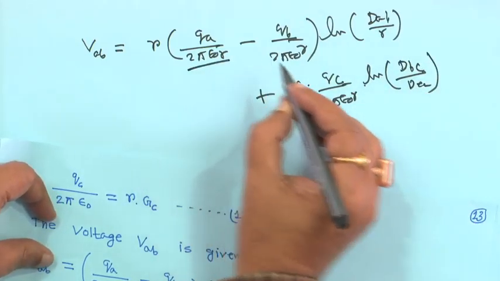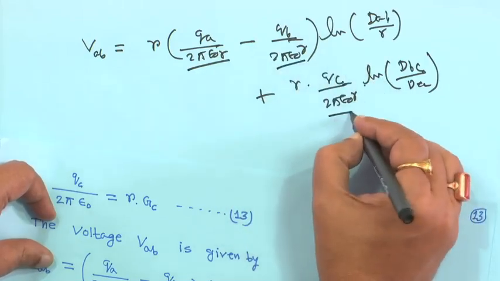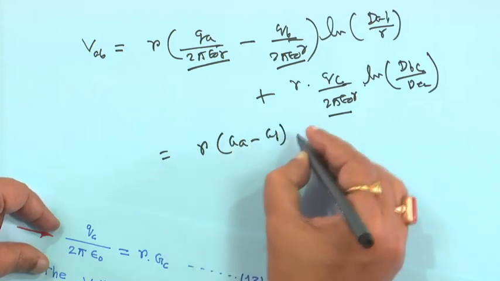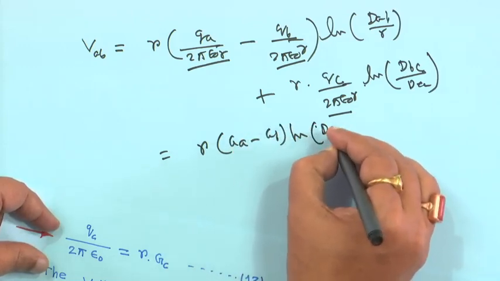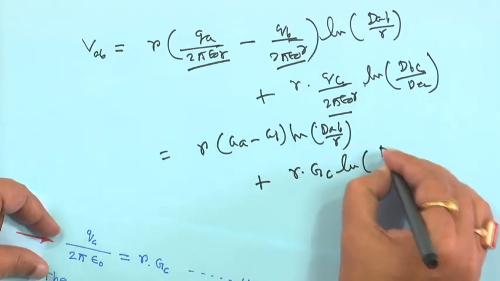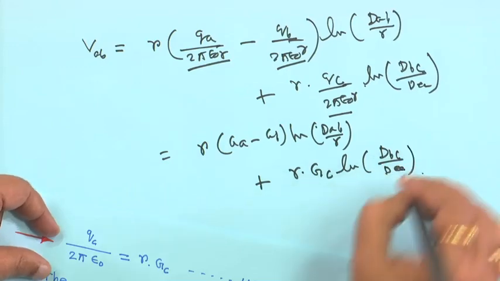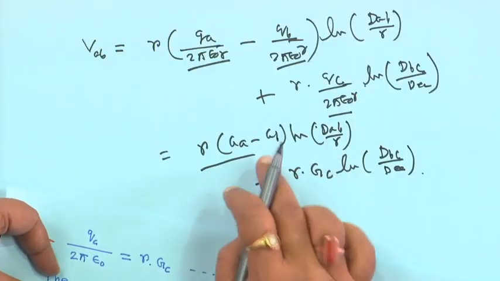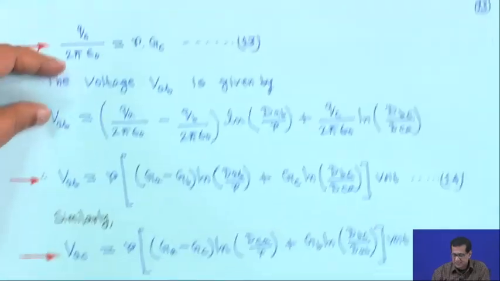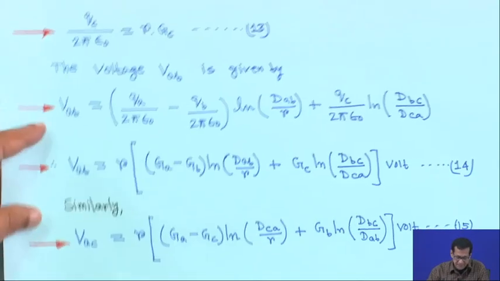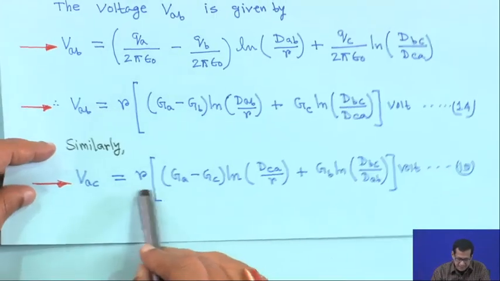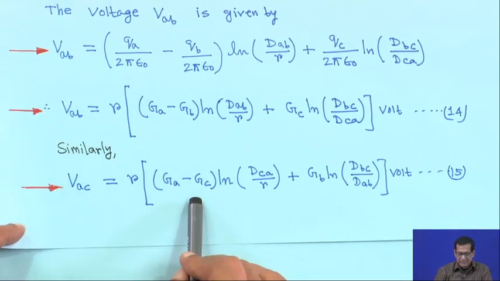So this is actually GA, which we have just given, this is GB and this is GC. So it will be R into GA minus GB ln DAB upon R, plus R into GC ln DBC upon DCA. That means you take R common. So it will be GA minus GB into ln DAB upon R plus GC ln DBC upon DCA. That is what we are writing here: VAB is equal to R into GA minus GB ln DAB plus this term. Similarly, VAC you will get the same way, easy to remember.